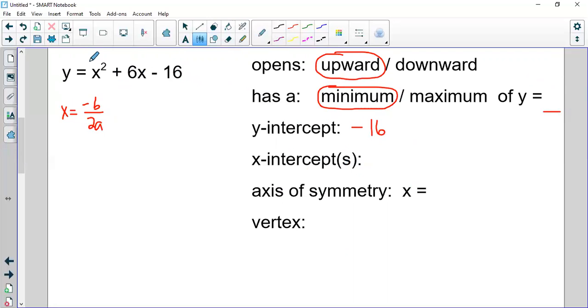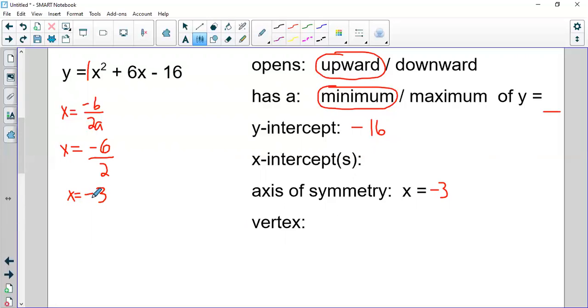So this is the a is 1, b is positive 6. So if I put positive 6 in here for b, I will get x is equal to negative 6 over 2 times a. Well, 2 times 1 is just 2. Now let's divide that, simplify it, whatever you can do. X is equal to negative 3. So the axis of symmetry will be at x is equal to negative 3. That'll be my vertical line that goes and splits my parabola right down the middle.